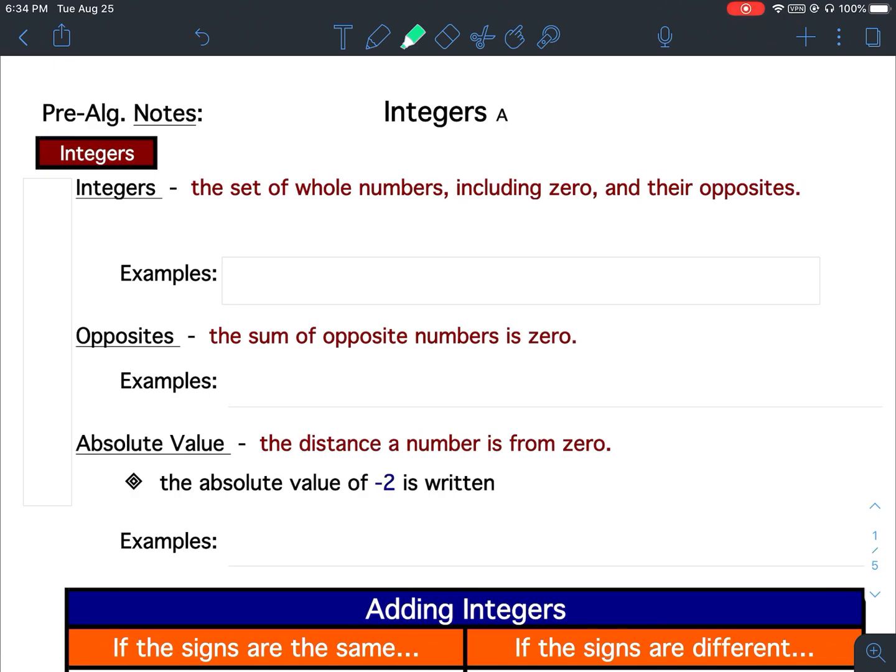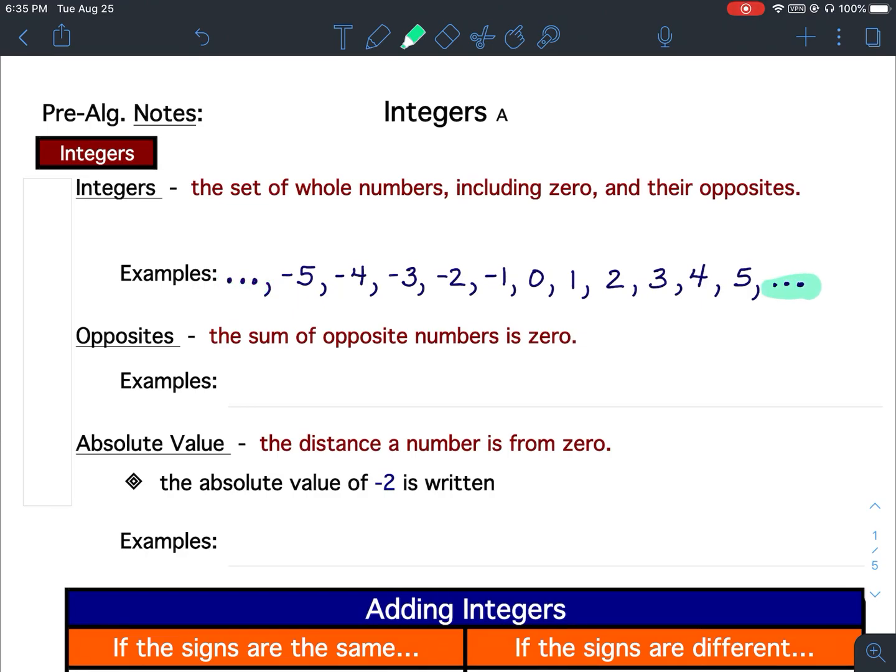So the example for this is you put the 3 dots, that's called an ellipsis. So put the ellipsis and then -5, -4, -3, -2, -1, 0, 1, 2, 3, 4, and 5, and then the ellipsis. What does the ellipsis mean? It means it goes on forever. In other words, this ellipsis right here means it goes on forever in the negative direction, so it would still go -6, -7, and so forth. And the ellipsis on this side means it goes on forever in the positive direction. So there is an infinite amount of integers, and this is just a small subset of what they would be.